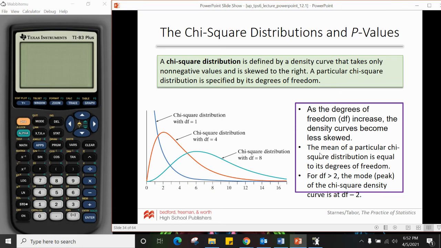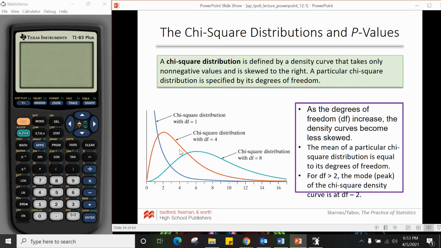The second bullet point is really interesting. The mean of a particular chi-square distribution is equal to its degrees of freedom. You can see that here, degrees of freedom 4, the mean would be right here at 4 as well. For 8, the mean would be at 8. It's kind of to remind you of the mean and median, right? Mean is that expected number. The median is where 50% of the data is.